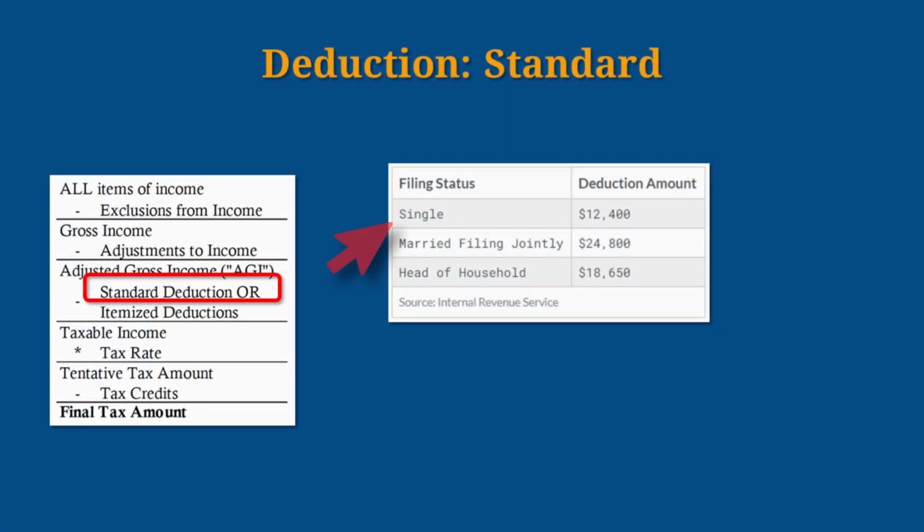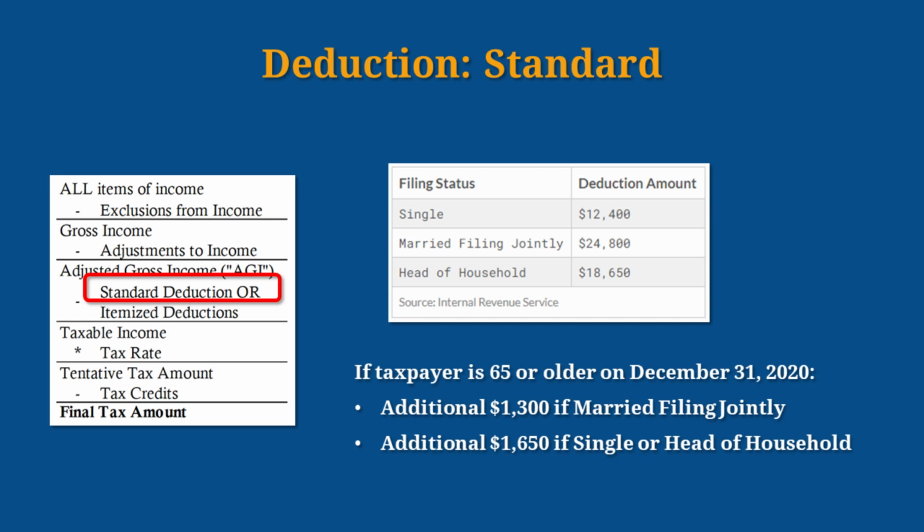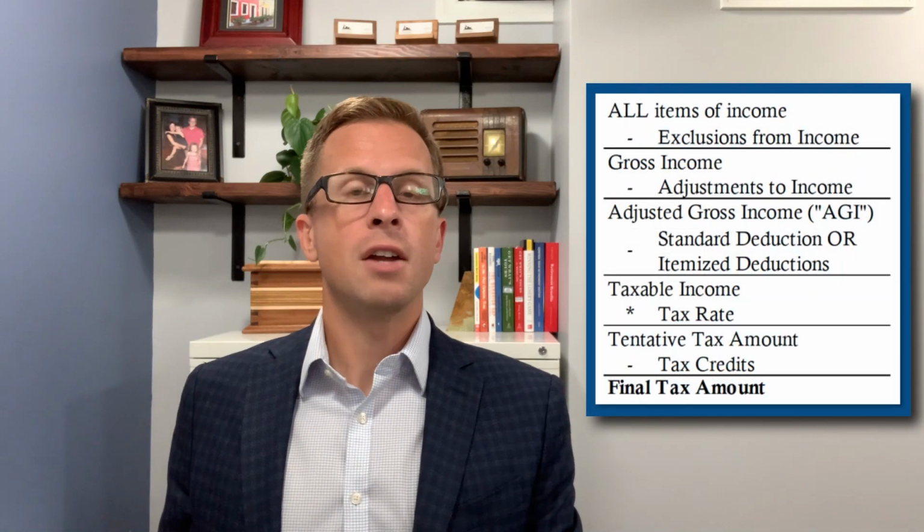If you're single, your standard deduction for 2020 is $12,400. If you're married filing jointly, it's $24,800. And if you're filing as head of household, it's $18,650. Furthermore, if you're 65 or older by the end of 2020, there is an additional $1,300 deduction if you're married filing jointly. That additional amount is $1,650 if you're filing single or head of household. So those are the standard deductions.